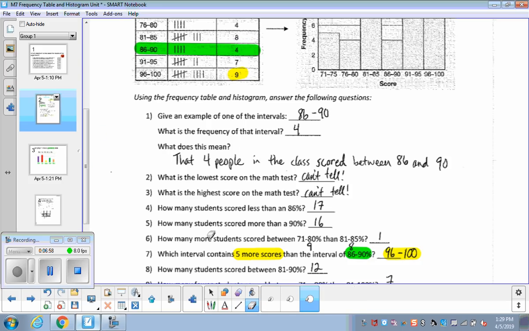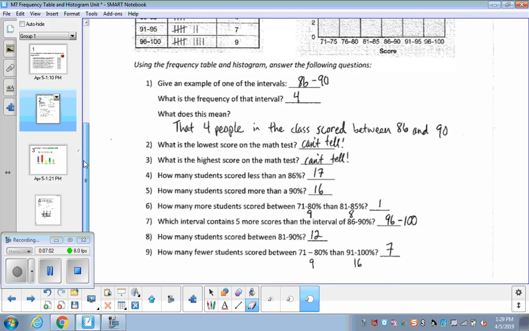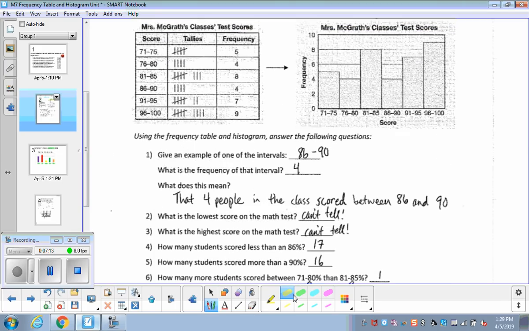All right? We're almost done here. Now we're on question 8. So how many students scored between an 81 and a 90? Now this is a tough question, but it's actually really easy once you know where to look. So between an 81 and a 90, let's go back up to the chart. Between an 81 and a 90, right here and here, we have 12 students.